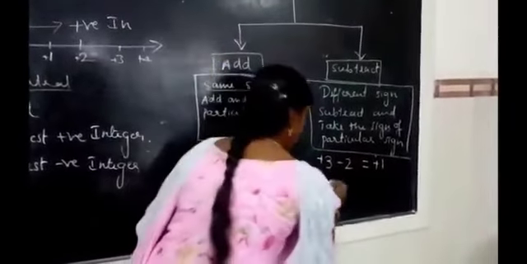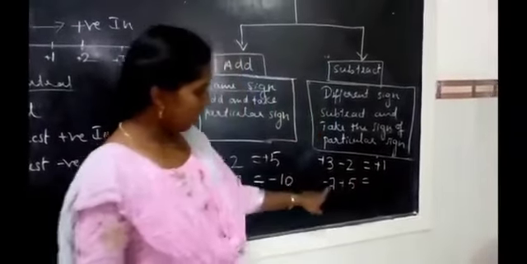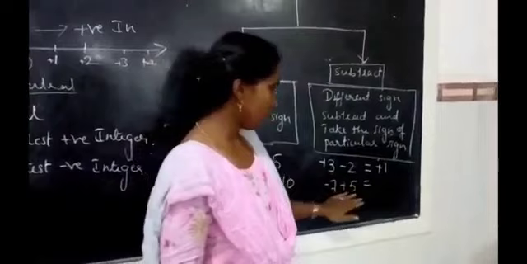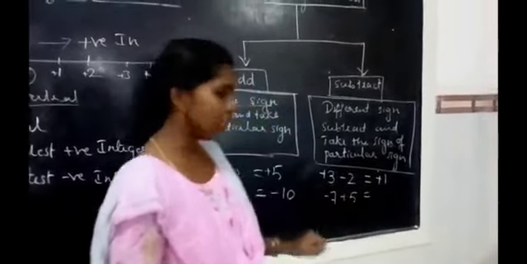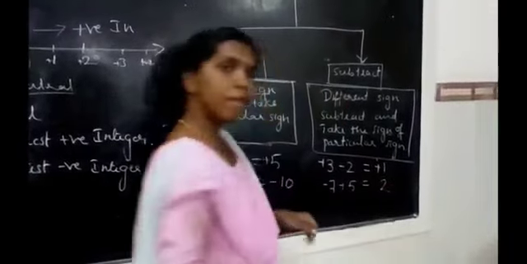For example, minus 7 plus 5. Look at another example, minus 7 plus 5. So both are different signs. So subtract. By subtracting 7 and 5, you get 2. Now which is the biggest number?